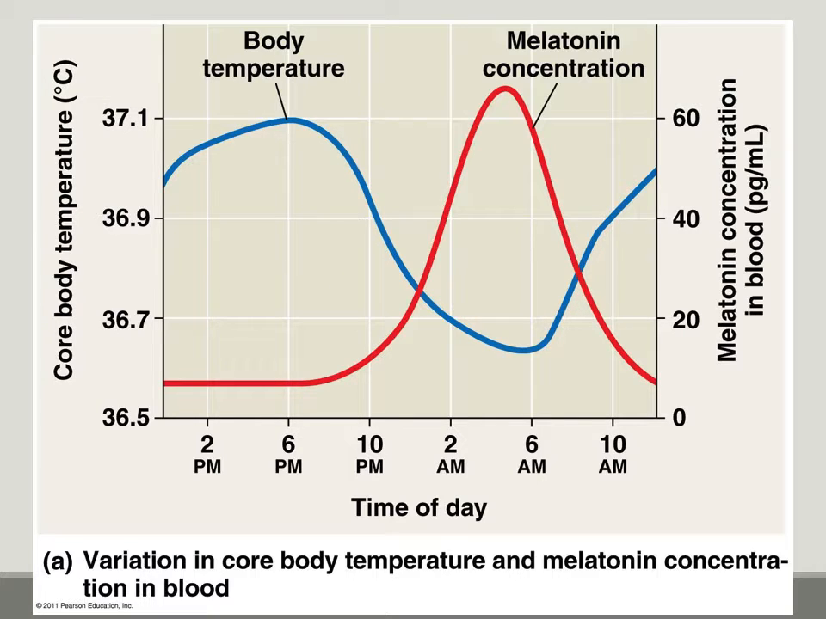So here in this picture, we're looking at variation in core body temperature and melatonin concentration in the blood. And the point is, there are times of the day where your body temperature is greater, typically in the afternoon and early evening, and times in the day where your body temperature is lower, typically in the very early morning. And there are also times in the day where your melatonin concentration is pretty low. That's usually in the afternoon and evening, and melatonin will rise pretty greatly in the middle of the night. These are physiological processes that fluctuate in very predictable ways.